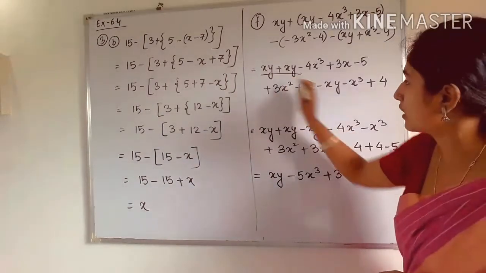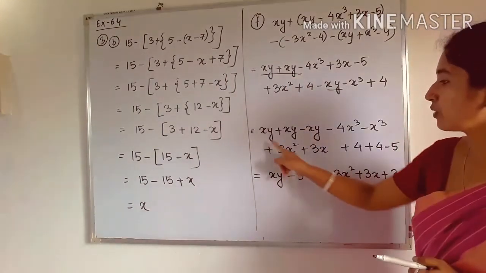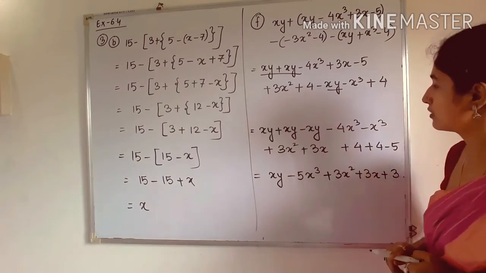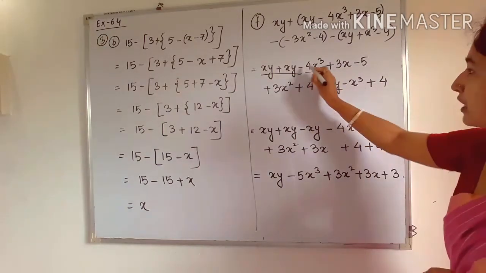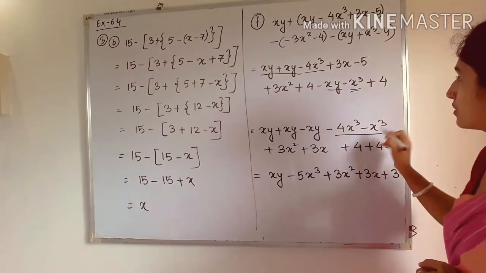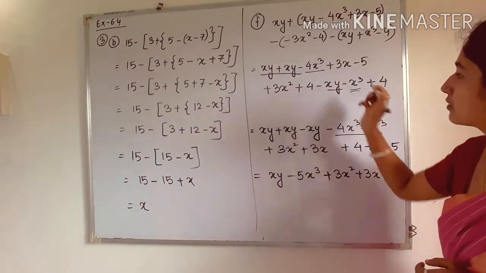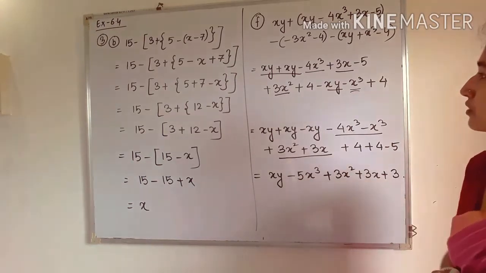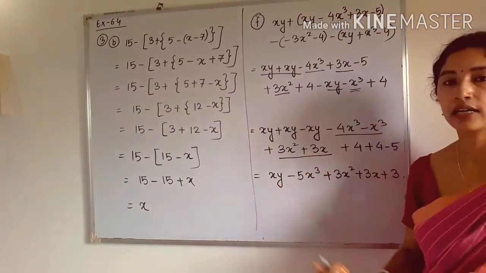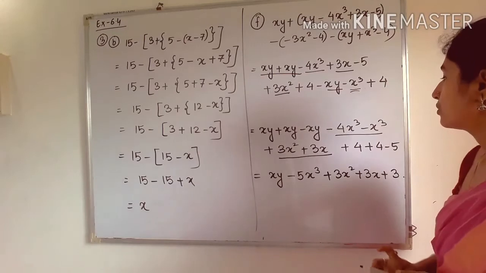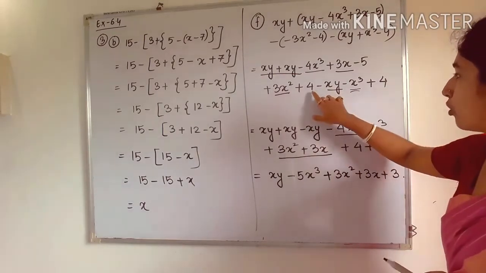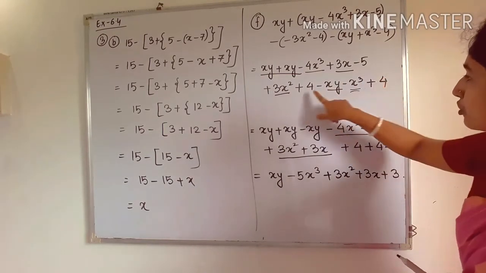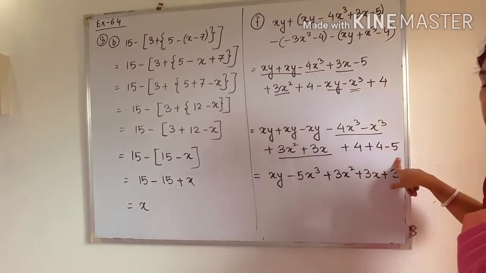So this is xy. We will collect it: xy plus xy minus xy. Next, 4x cube, minus 4x cube and minus x cube. So this is the term. Next is plus 3x square and plus 3x. They are unlike, so we will write like this only. Next is the constant: minus 5 plus 4 plus 4, so this is the constant.